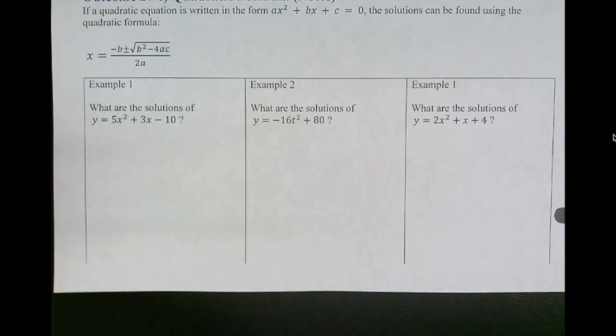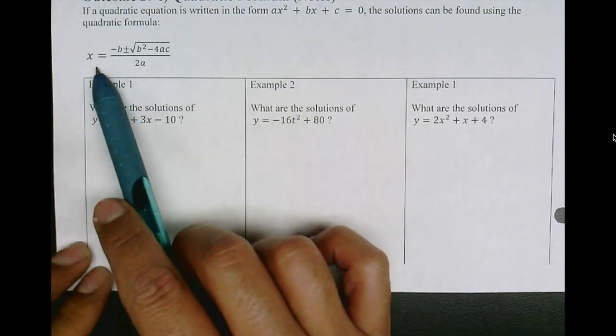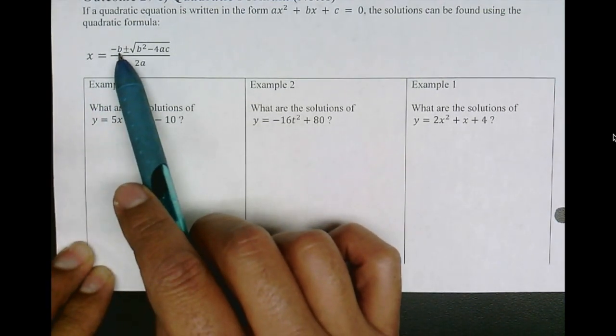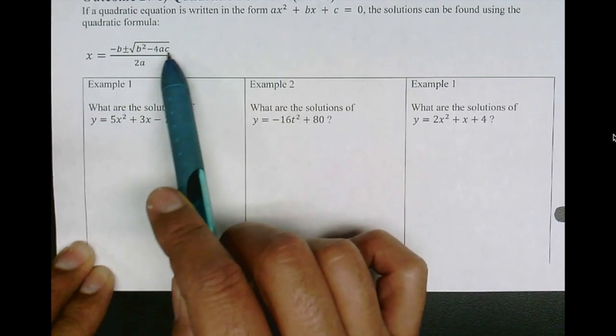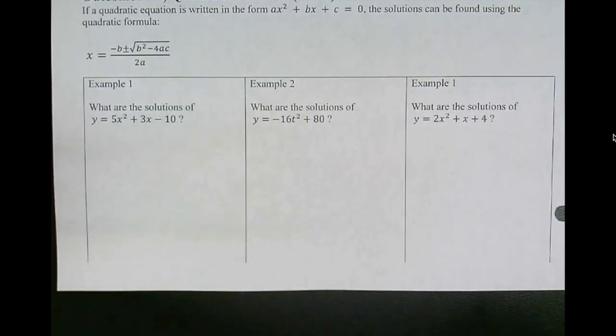Even with graphing, unless you have a graphing calculator, you might run into problems when you get values that are not whole numbers. So let's take a look at first what the quadratic formula is. It is x equals negative b plus or minus the square root of b squared minus 4ac, all divided by 2a. So here, you want to repeat this several times over and over till you get to the point where you've memorized it. You want to internalize it. Just know it by heart.